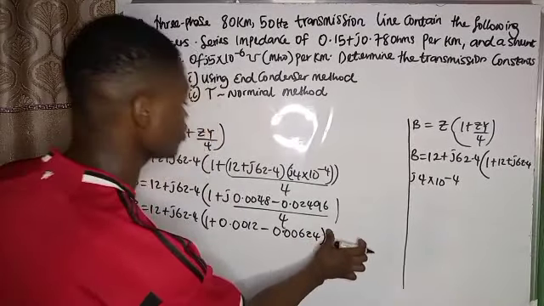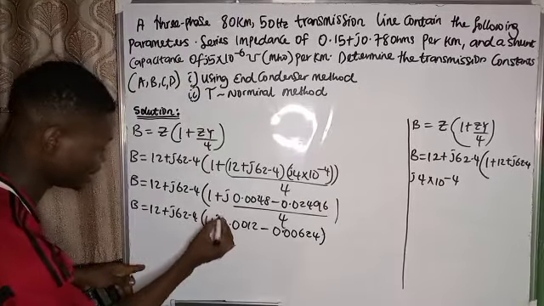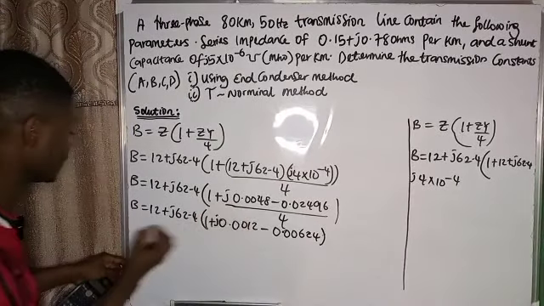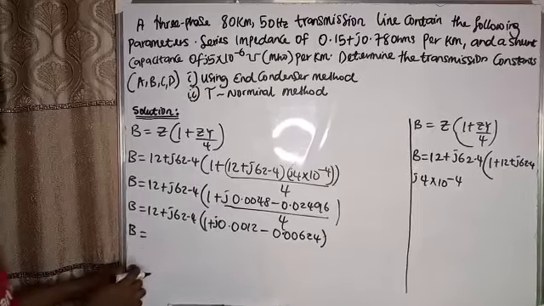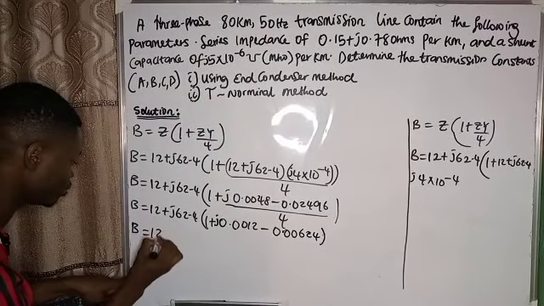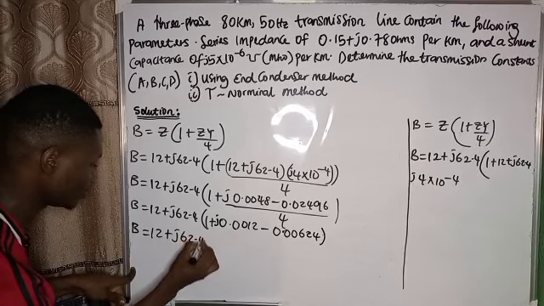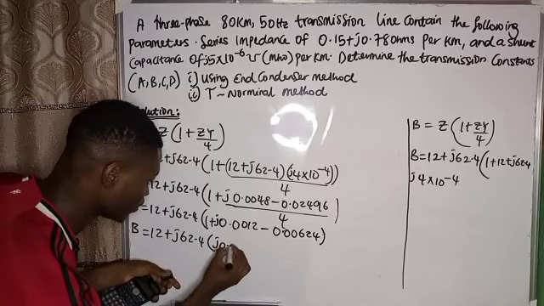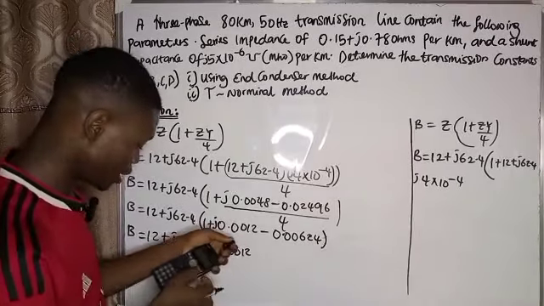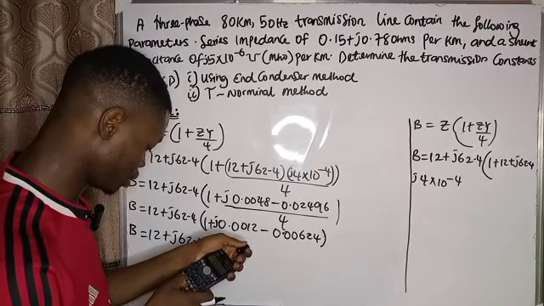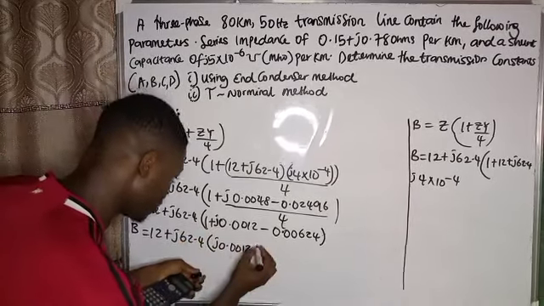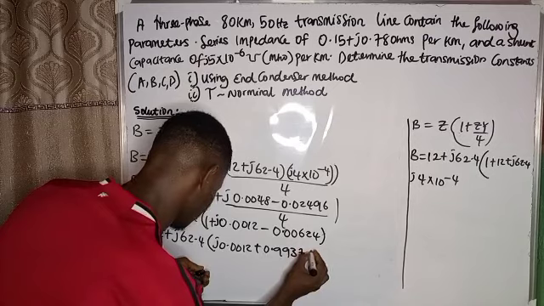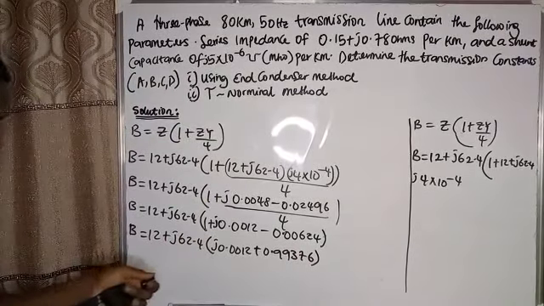So what are we going to do here? Remember, here is j. B is equal to, let us subtract. We're going to have 12 plus j62.4 in parentheses, this one into this one. I'm going to have j0.0012. Then 1 minus 0.00624 will give me 0.99376. So I'm going to open the parentheses.